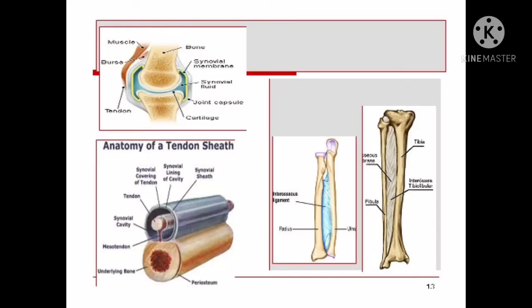In this slide, you can see the joint capsule, which is formed by the deep fascial structure, and the interosseous membrane present in between the two bones, and the tendon sheath, which is formed by the deep fascia in a tunnel-like structure, which provides a lubricant and a smooth, easy passage for the to and fro movement of the muscle tendon.